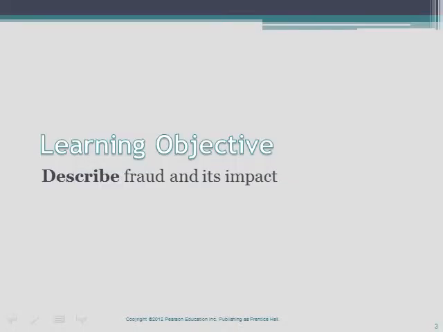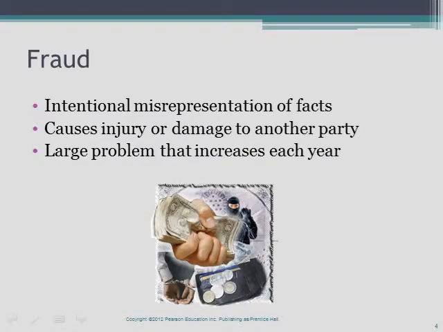So we want to describe fraud and its impact. Fraud is an intentional misrepresentation of facts made for the purpose of persuading another party to act in a way that causes injury or damage to that party. Fraud is a huge problem and is getting bigger, not only in the United States but across the globe.